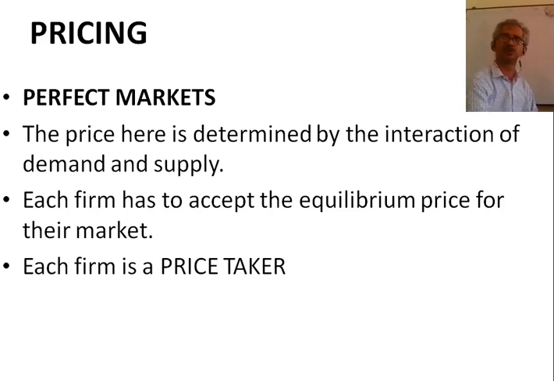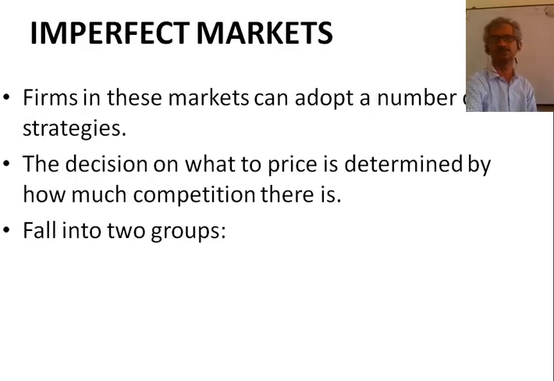Pricing strategies in the different types of markets. The perfect markets are those markets where a large number of buyers and sellers are present. The price determined in these types of markets is through demand and supply. Each firm has to accept the equilibrium price for their product. They cannot charge a price higher than the equilibrium or market price, and we call these firms price takers. They have to accept the price which is prevailing in the market.